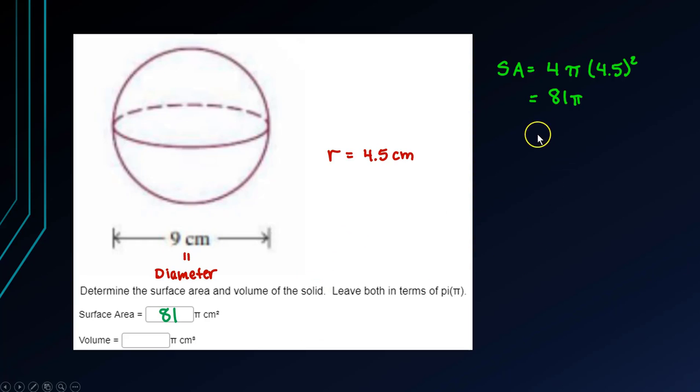As far as the volume goes, I would do 4/3 pi times the radius, which is 4.5 cubed. That works out to be 121.5 pi, and that's in cubic centimeters. Since the pi is already there, I'm just going to write in 121.5.